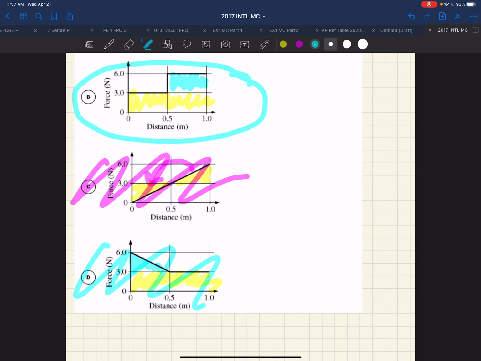We'll have the greatest area, which is the work. The work will bring about the greatest kinetic energy. The greatest kinetic energy for the same object would be the greatest speed.